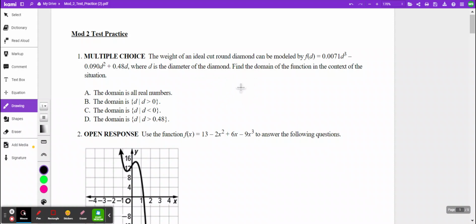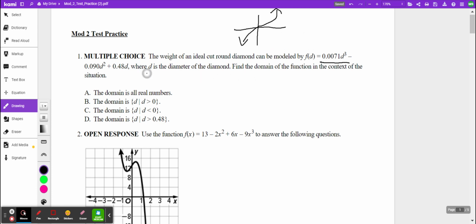So if I'm looking at number 1, I see, hey look, it looks like it's going to be a cubic equation right here. So I know it's going to look like this. It's going to go like this and go up. So the domain is going to be all real numbers.